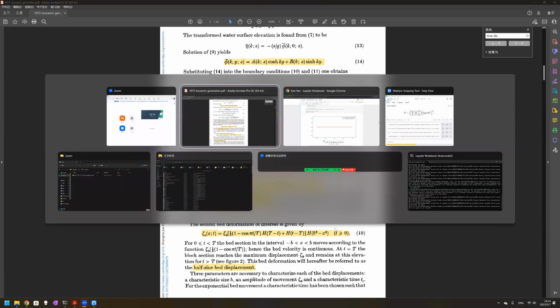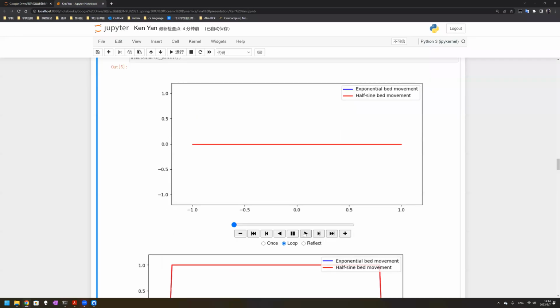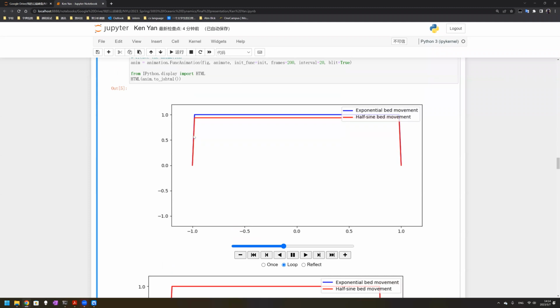To visualize it, I made a Python movie where, with the same parameters, the blue line represents the exponential bed movement and the red line represents the half sine bed movement, so that we can see that with the same parameters, the exponential moves way quicker. So that's the reason why it's called impulsive bed deformation, and the slower half sine bed movement is called creeping bed deformation. All right.